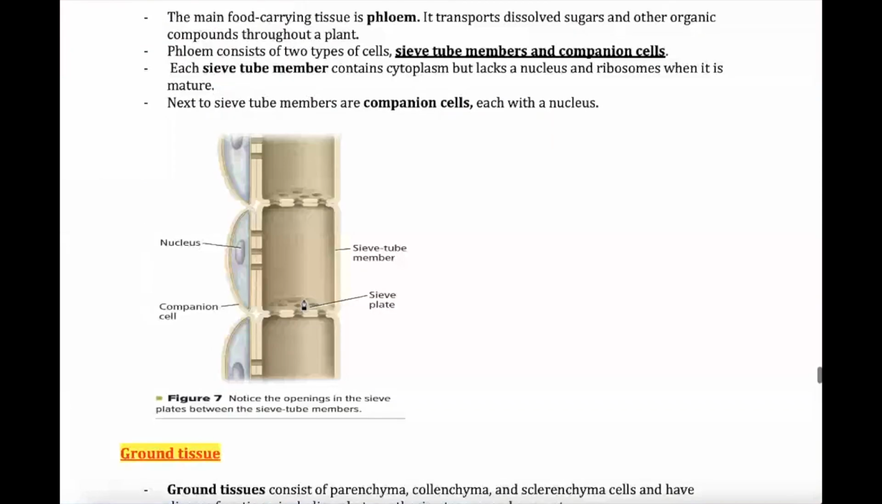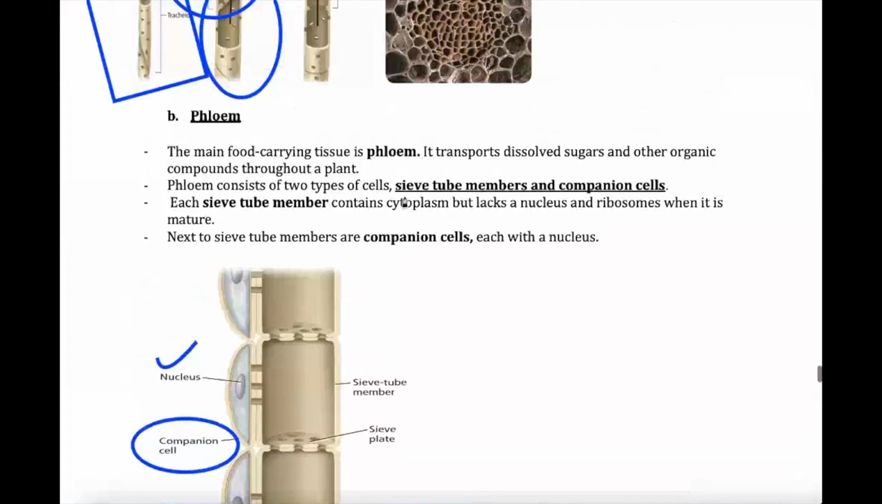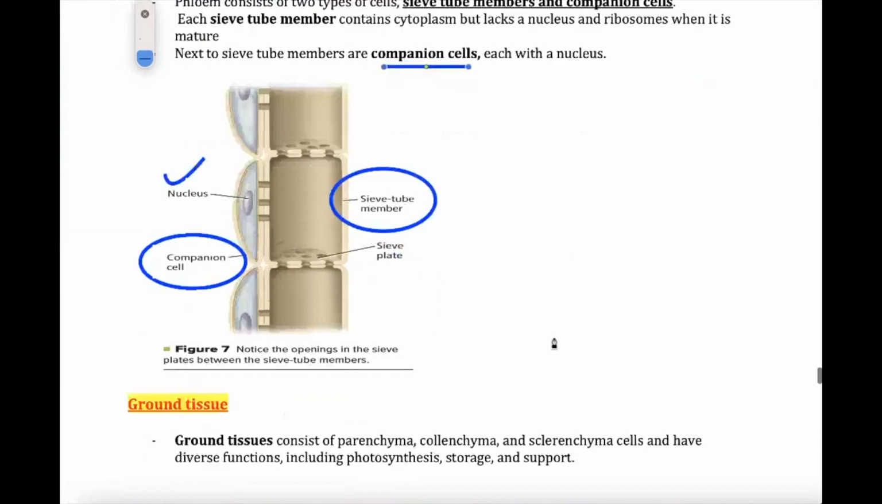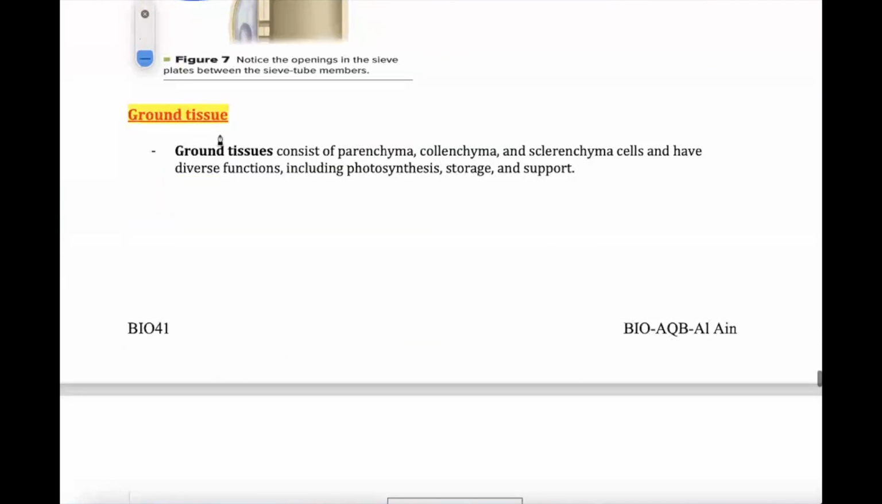Phloem is living because it has companion cells, and these companion cells contain a nucleus. So that's why it is living. And the function of the phloem is to carry the dissolved sugar and other organic substances throughout the plant. They are made up of sieve tubes and companion cells, and they are very important because the nucleus gives them energy and they move the molecules with the help of energy.